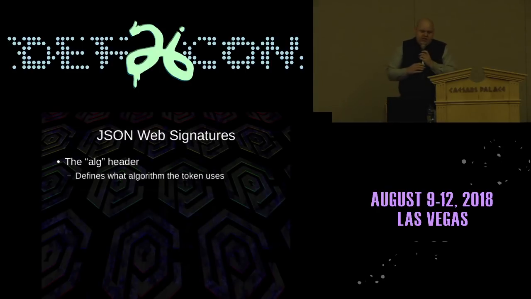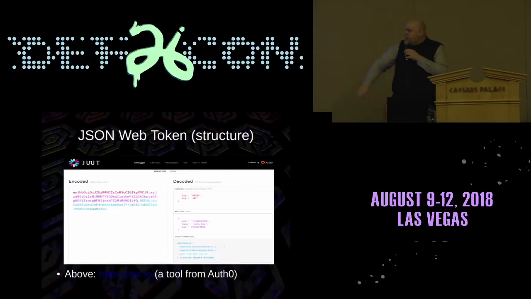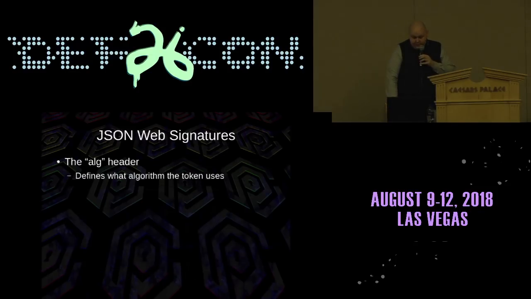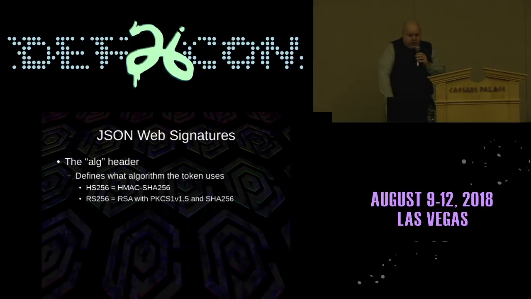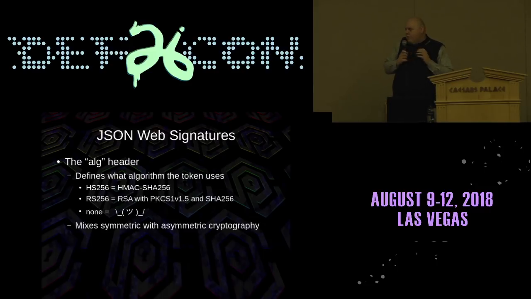Now let's take a look at JSON web signatures real quick. You have this thing called an alg header, which was the red in the slides up here. That tells you what algorithm you're using and what type it is. There are different options. You have HS256, HMAC SHA-256. You have RS256, RSA with PKCS1 v1.5 and SHA-256, and you of course have none. This is the textbook bad API design mistake. It's mixing symmetric and asymmetric cryptography in the same context.